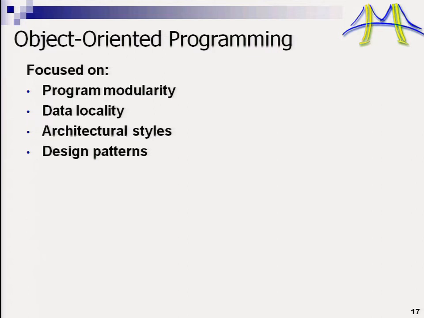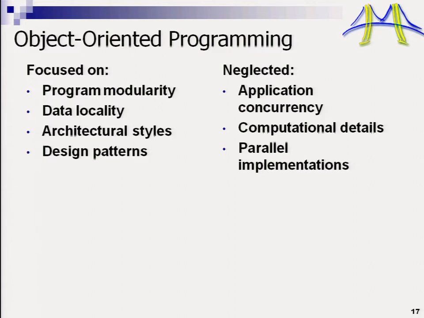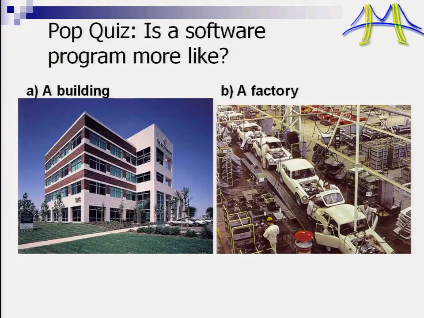Okay, so object-oriented programming is the body of literature, the trend of research in software engineering that focused on program modularity, data locality, architectural styles, and design patterns. But it neglected concerns with application concurrency and the computational details. There was a lot of focus on getting the modularity, not a lot on what's in the module, and certainly parallel implementations were just outside the scope of concern.